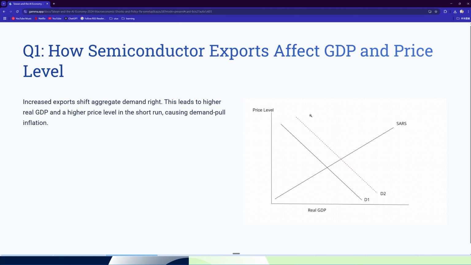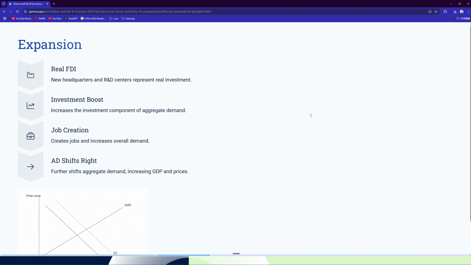An export boom increased aggregate demand, as net exports are a core component. This shift leads to higher real GDP and rising overall price levels. AD shifts right, moving along SRAS, increasing GDP and price. New headquarters and R&D centers represent real investment, and real investment boosts job creation, and AD shifts further, increasing GDP and the price level.